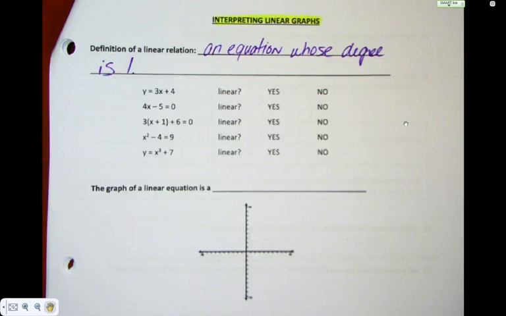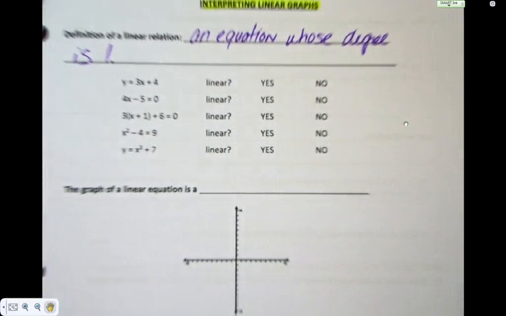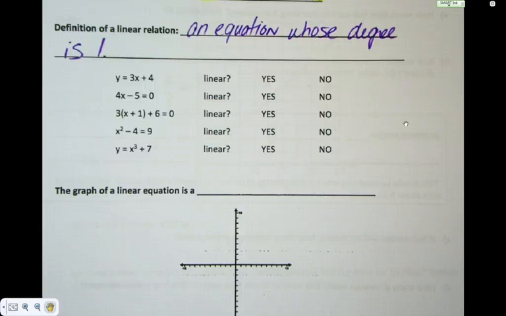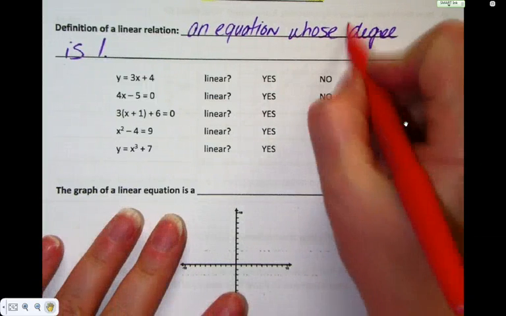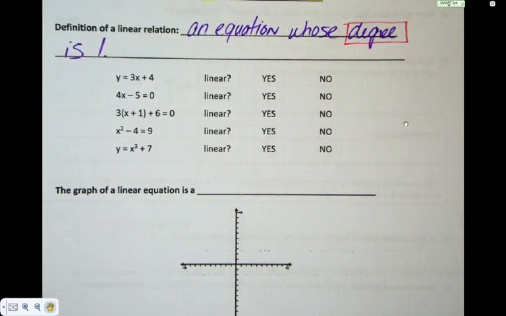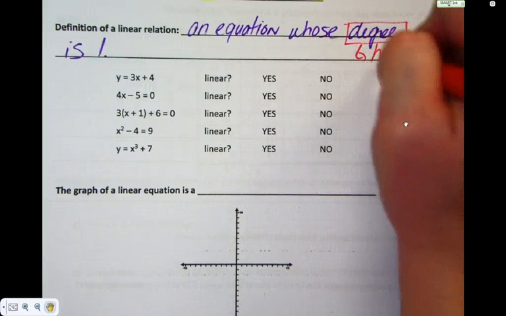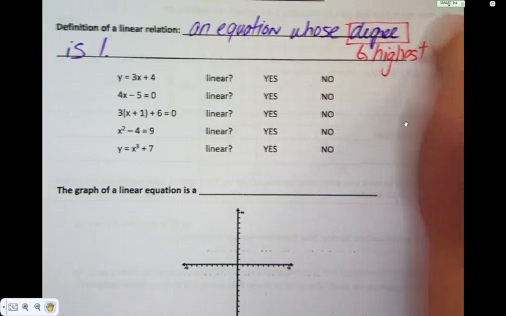An equation whose degree is 1. What's the word from last unit? Degree. So let's just refresh. What does the degree of a polynomial mean? Yeah, the highest exponent.